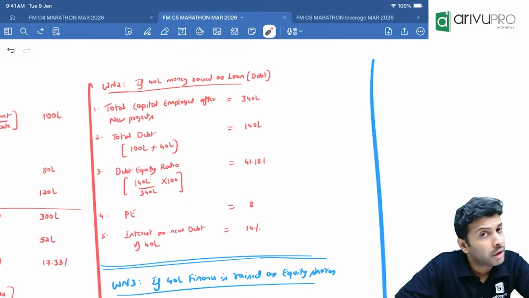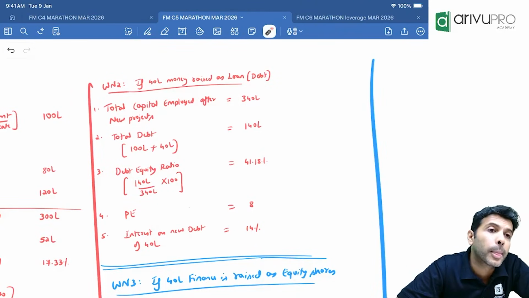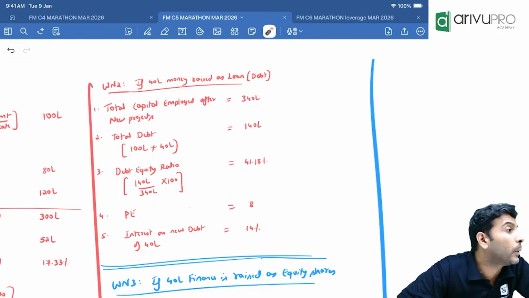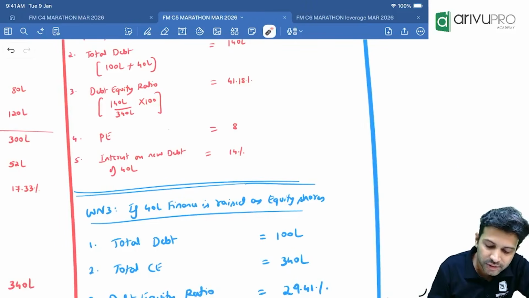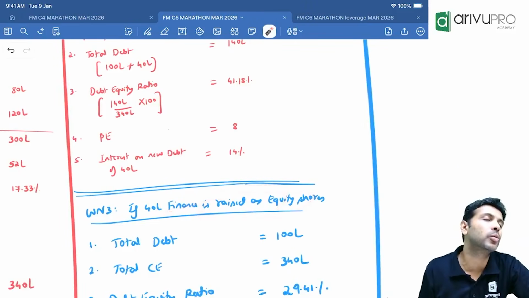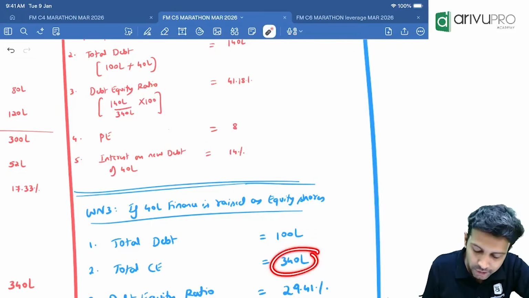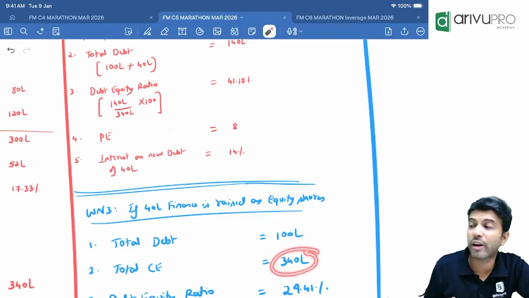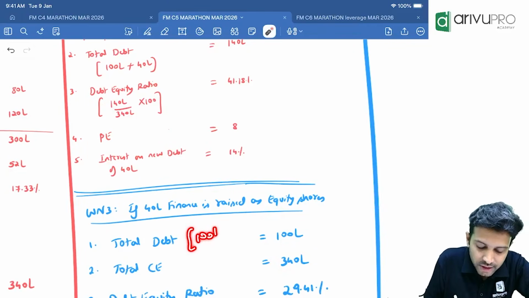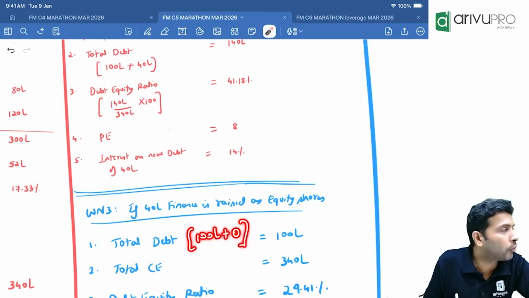Okay. Now what is case 2? That 40 lakh you will take through debt or equity. So let's test it out. If the same 40 lakh is raised through equity shares, what will happen? Total capital employed is still 340 lakh. What about debt now? Existing debt is 100 lakh. That new 40 lakh came through equity, which means debt is still how much? 100 lakh or 1 crore.